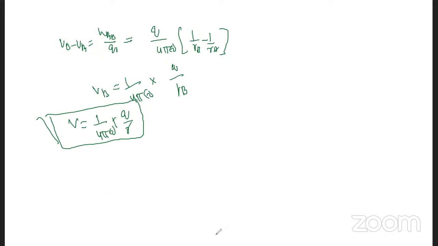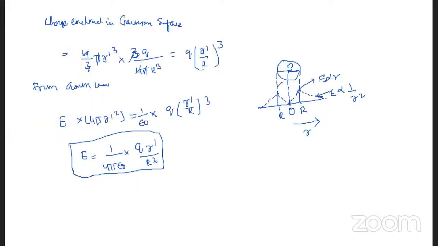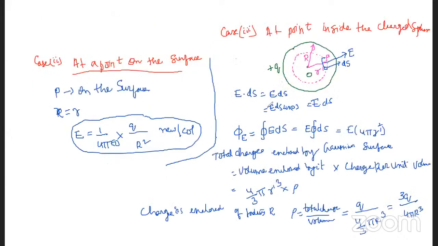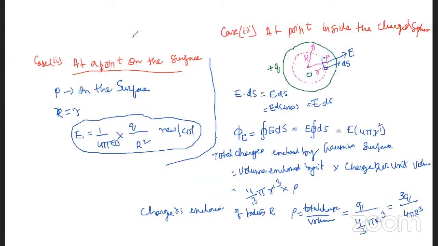What we have seen is the application of Gauss law, that is the electric field due to a uniformly charged sphere. We have calculated it at three different places on a charged sphere. When the point is located outside of the sphere, we have got E is equal to 1 by 4 pi epsilon naught into q by r square. This is the electric field outside of the charged sphere. Then we have calculated the electric field at a point on the sphere, where we have got 1 by 4 pi epsilon naught q by capital R square Newton per Coulomb.